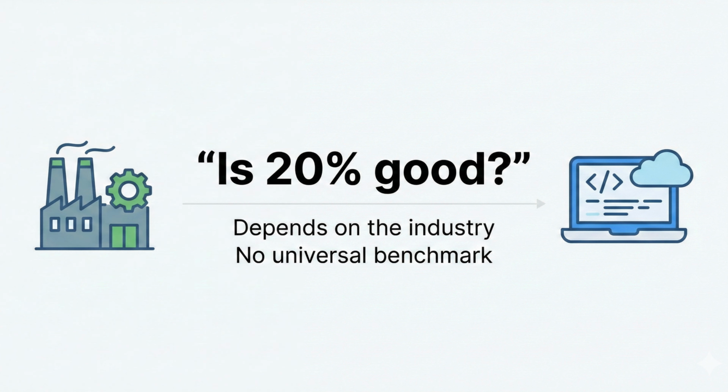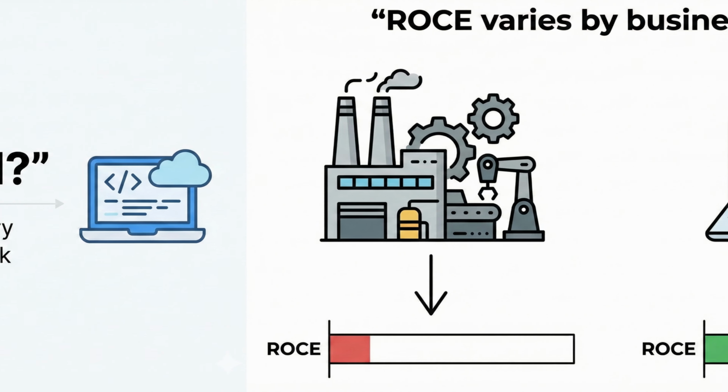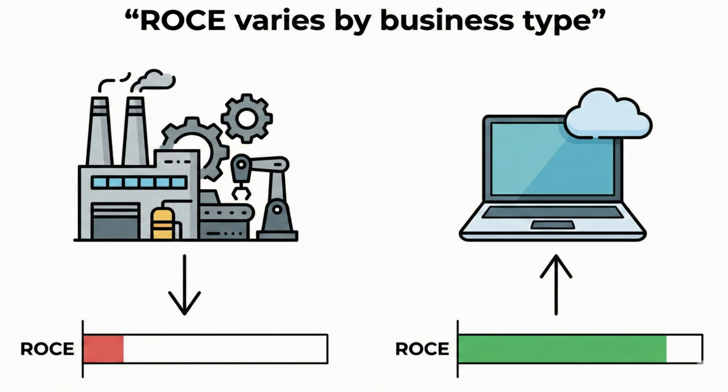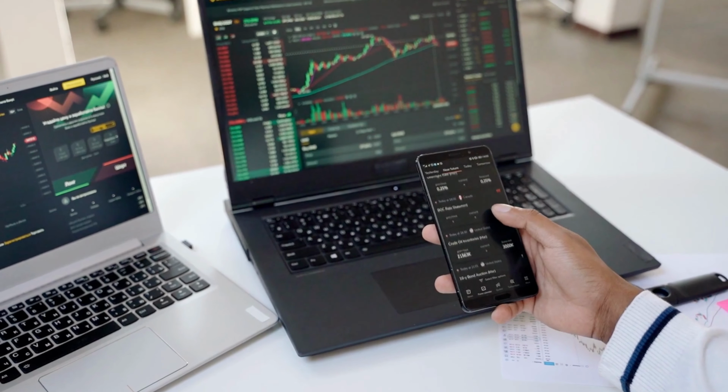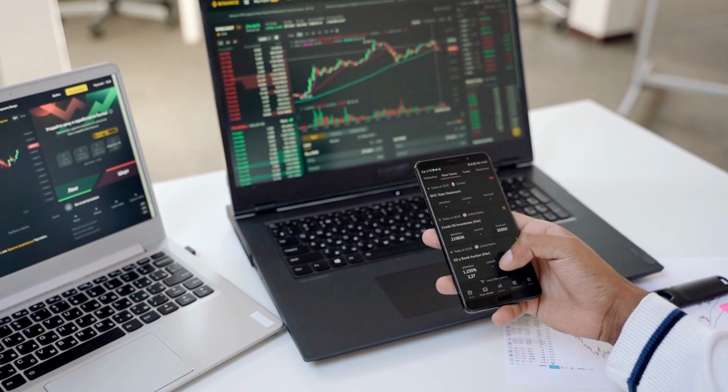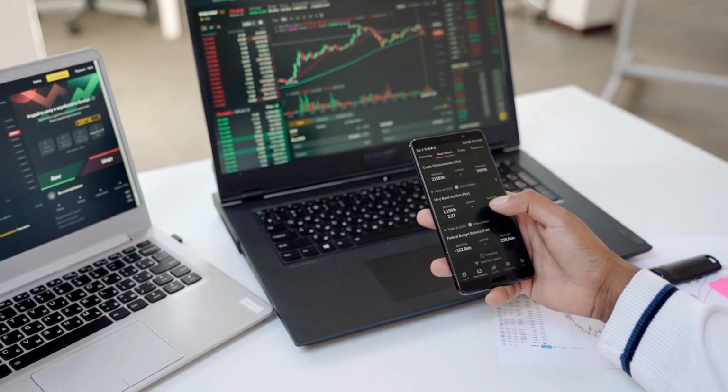Whether this is good or bad depends entirely on the industry. Capital-heavy businesses usually operate at lower ROCE, while asset-light businesses tend to show higher ROCE. ROCE only makes sense compared within the same industry, not in isolation.